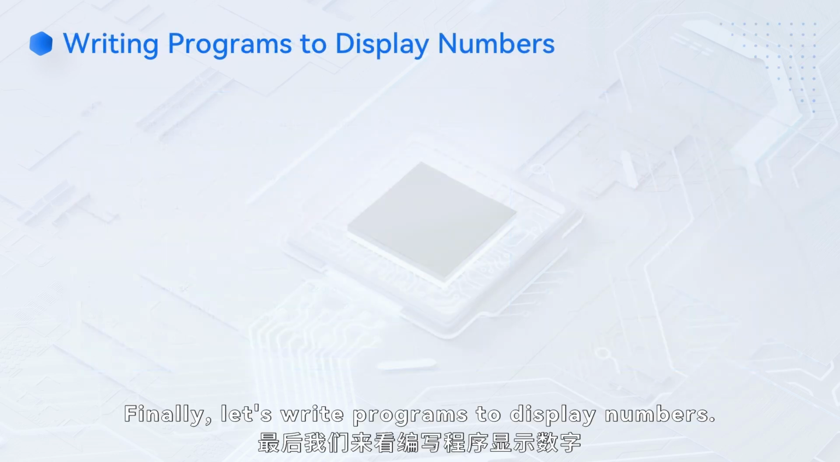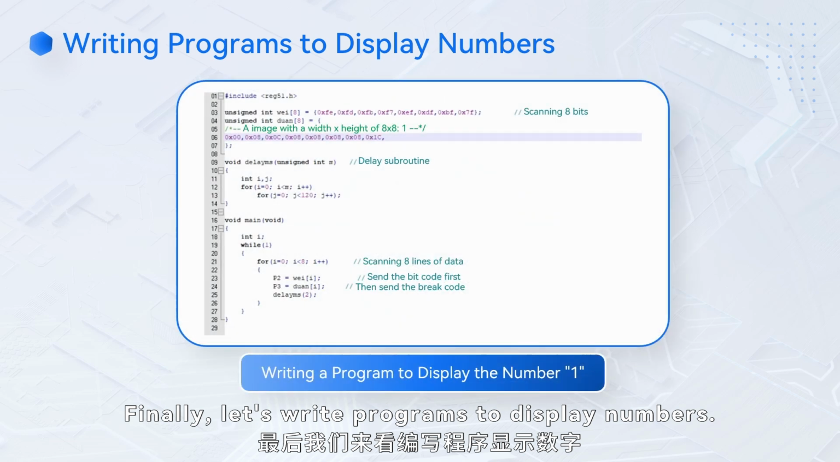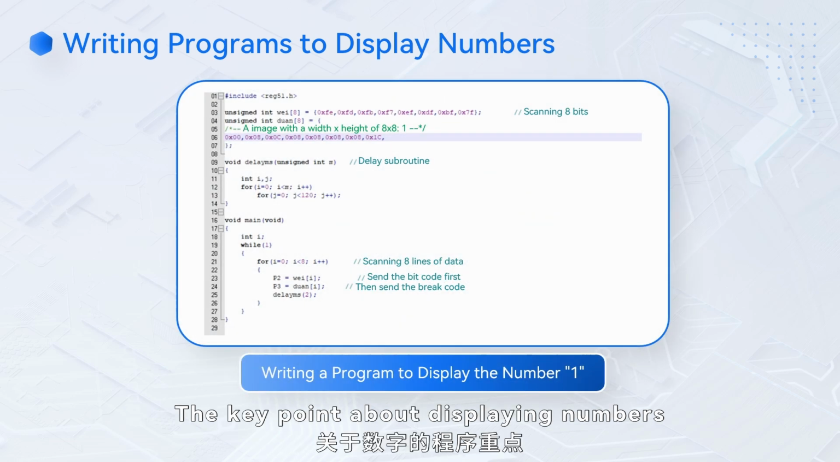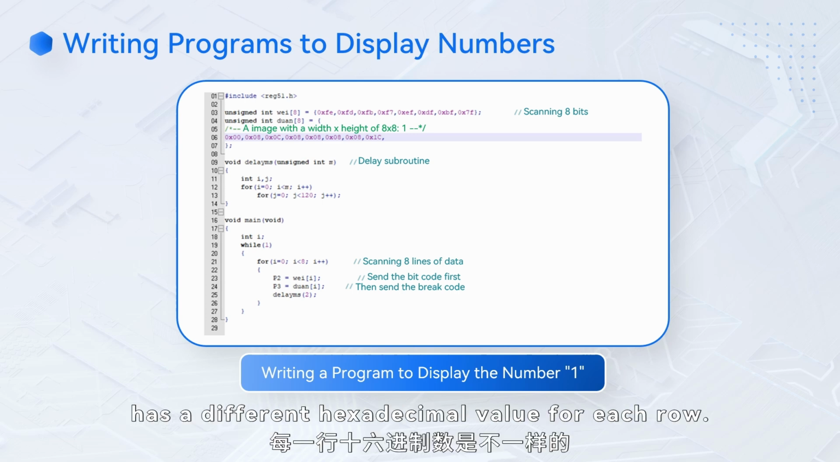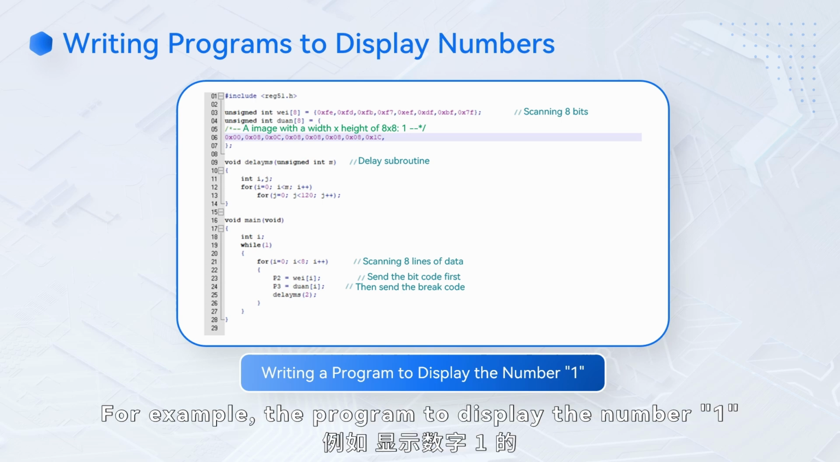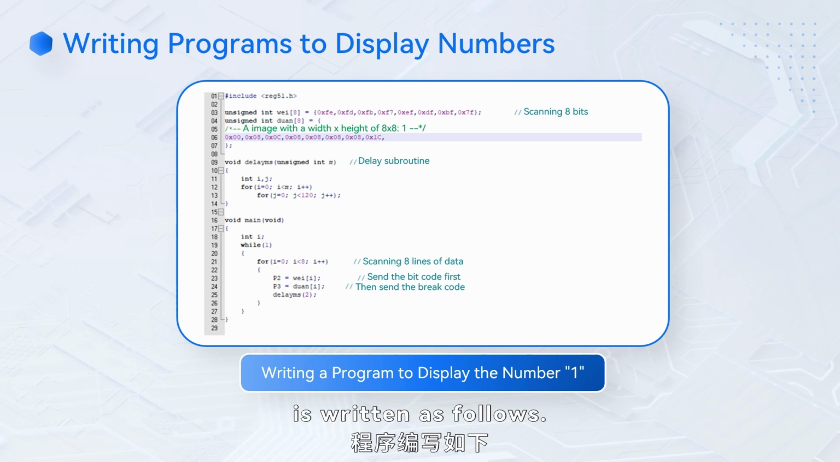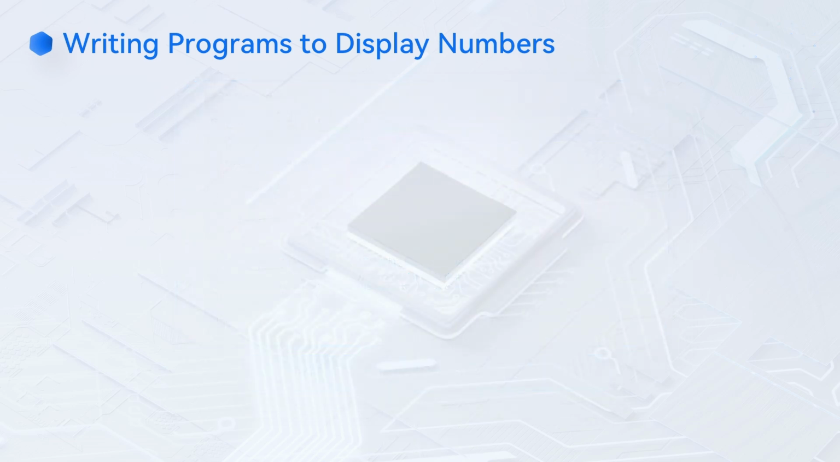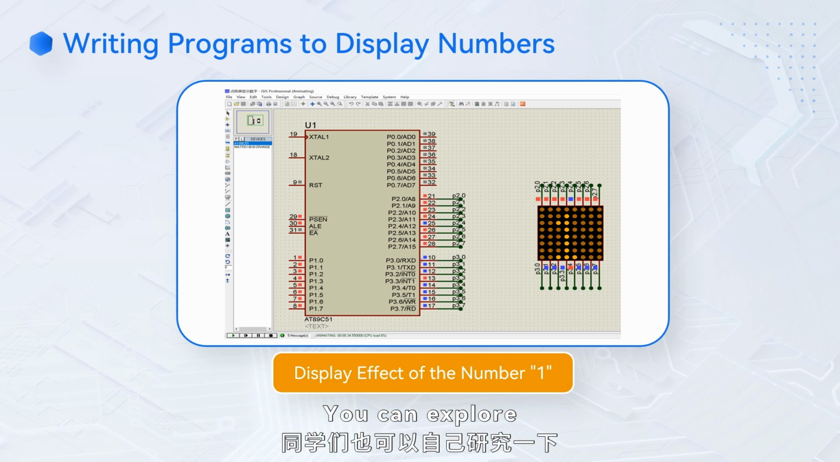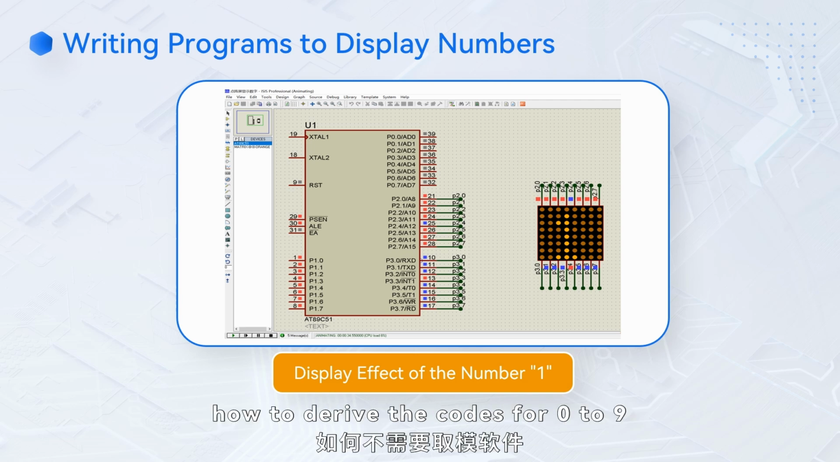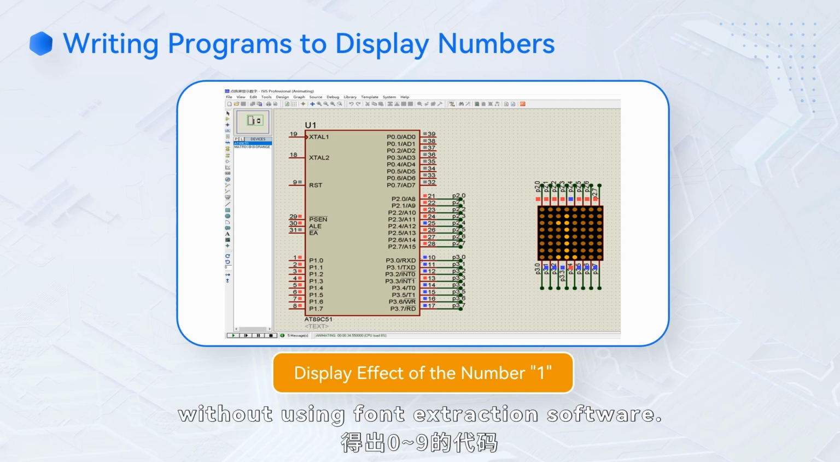Finally, let's write programs to display numbers. The key point about displaying numbers lies in the dot matrix code. Each number to be illuminated has a different hexadecimal value for each row. For example, the program to display the number 1 is written as follows. Finally, the display effect of the number 1 is obtained. You can explore how to derive the codes for 0 to 9 without using font extraction software.